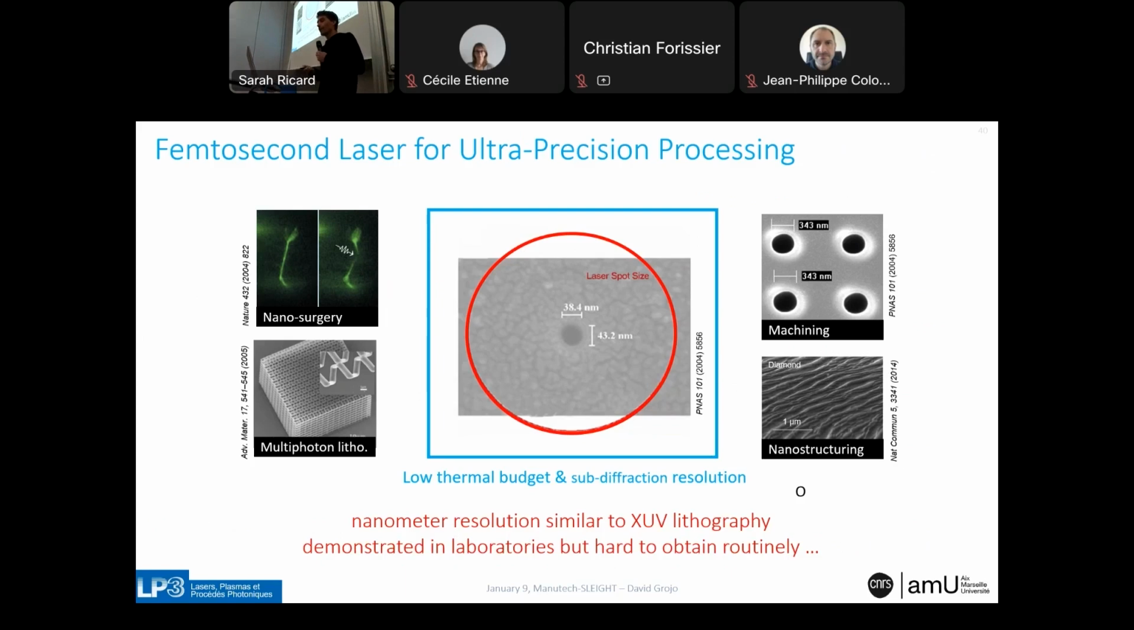So I return to the advantages of using ultrafast light for laser processing. It is the low thermal budget of these sources and the capacity to make subdiffraction limited resolution machining that is a key for advanced processing. On this image, I show probably the smallest crater produced by a femtosecond laser beam. But what is very impressive there is to compare the size of the beam to the precision you can achieve for machining.